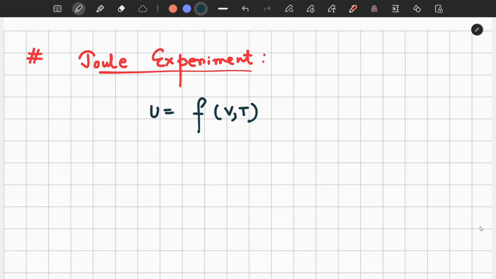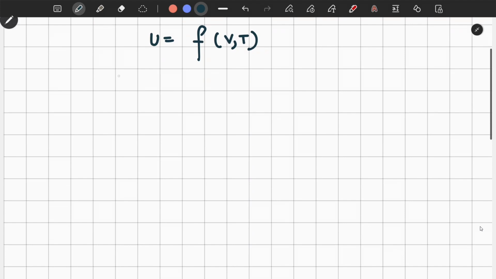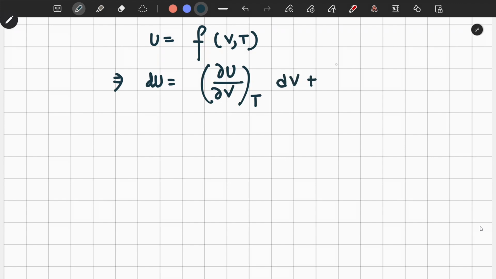So you know that U is a function of volume and temperature, right? So from here, what you can write is dU, not delta U. dU is basically ∂U/∂V at constant T dV plus ∂U/∂T at constant V dT. These things you know, and we can identify this as CV and this as πT.